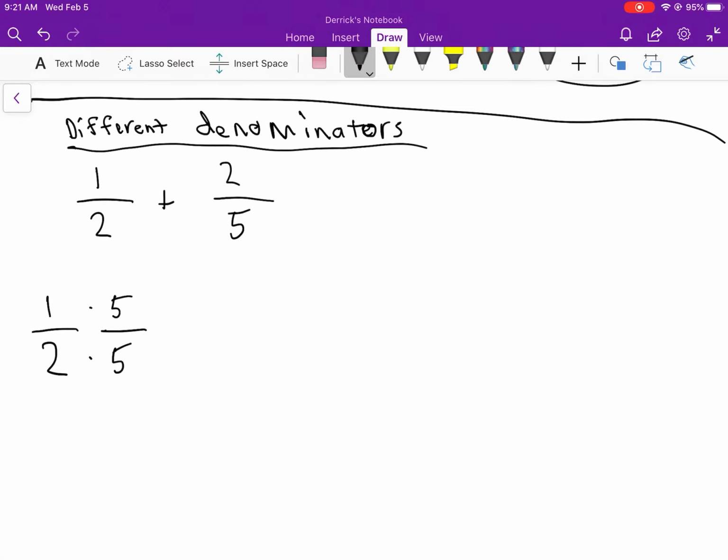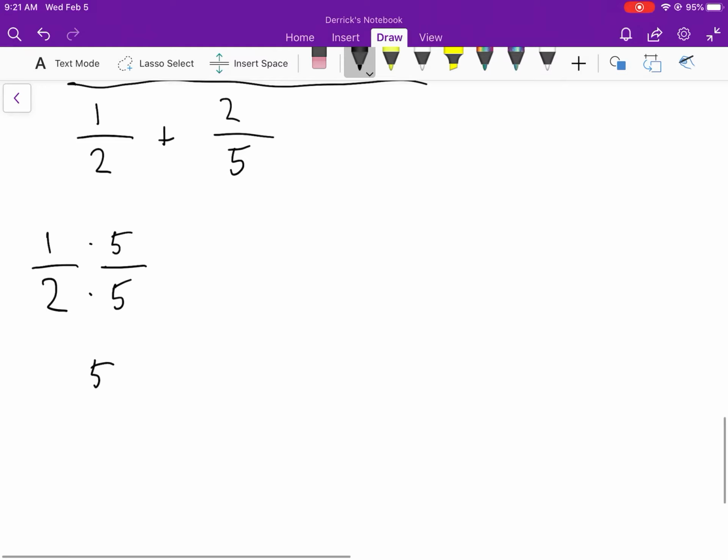So if I take 1 times 5, I get 5. If I take 2 times 5, I get 10. So 5/10 is the same thing as 1/2.